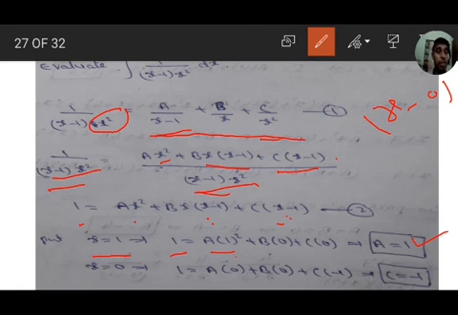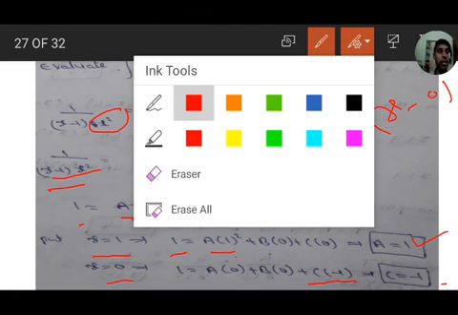And to get c value, b and a must be 0, common factor is x, so x equal to 0. Substitute x equal to 0, that is 1 equal to a into 0, b into 0, c into 0 minus 1 means minus c, therefore c equal to minus 1. To get b value, a and c must be 0, there is no common factor in a and c, means they don't become 0 at a time. So we have to simplify the equation.